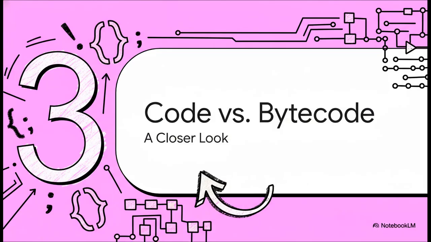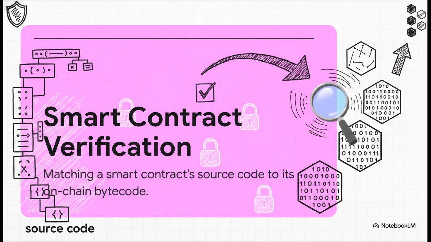Okay, so to really understand this, we need to zoom in a little bit on that relationship between the two types of code, the one for humans versus the one for the machine. And here it is, the official definition. At the end of the day, smart contract verification is just the process of mathematically proving that the source code someone gives you is a perfect one-to-one match for the bytecode that's already living on the blockchain. It's about making sure nothing got changed, nothing was added, and nothing was taken away in that translation process.